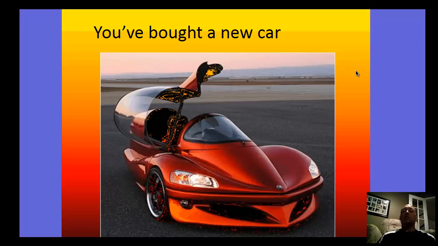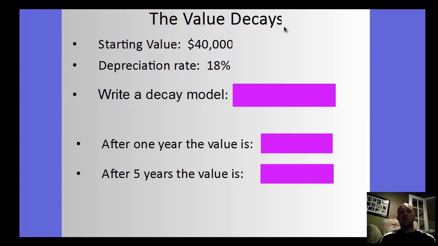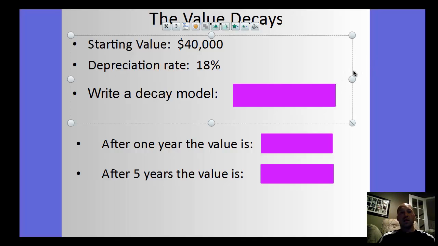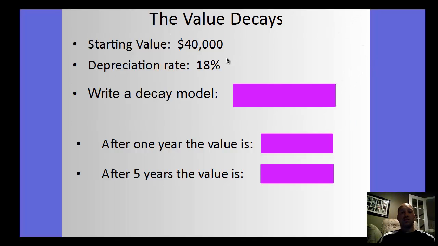So you bought a car. Probably not this car, but if you bought a car, what happens to cars when you buy it? You drive it off the lot and bam, it already decreases in value. So here's a car, starting value 40 grand. Depreciation rate 18%. So that's how fast you're going to depreciate or lose the value.